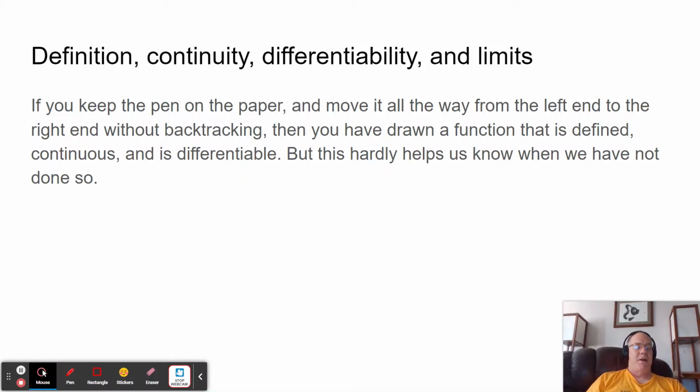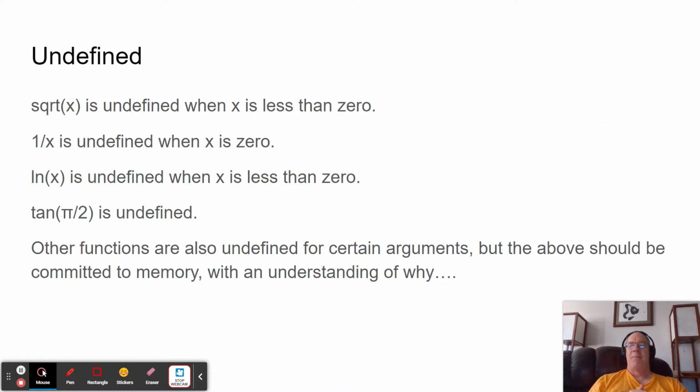Today we're going to be talking about the definitions concerning continuity, differentiability, and limits. Intuitively, if you just take a pen, put it down on the left-hand side of the page, and draw to the right-hand side of the page, as long as you keep moving to the right and don't double back, then you will have drawn a continuous differentiable function that has a limit at every point. But that intuition isn't all that helpful unless we see some counterexamples for each of the cases.